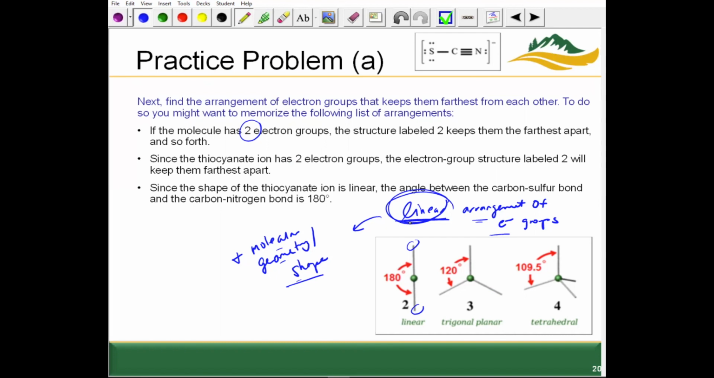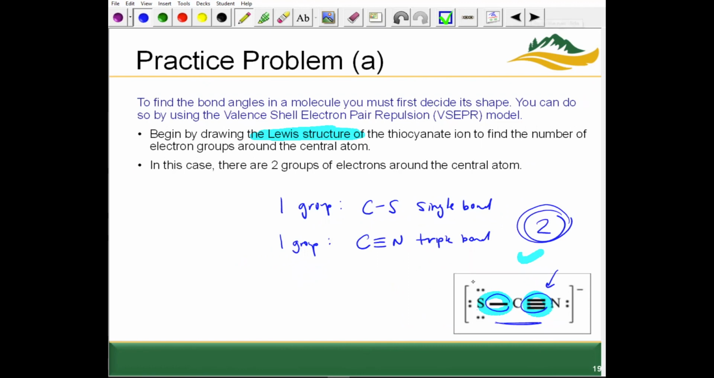We still need to think about the bond angle, and so for either case, when it's linear, this is 180 degrees that separates those 2 electron groups or 2 atoms that are bonded to the central atom. So it does not matter here that 1 group is a single bond and 1 group is a triple bond. This is about 180 degrees, and this is also about 180 degrees. So again, the single, double, or triple bonds in the structures don't matter for bond angles as much.